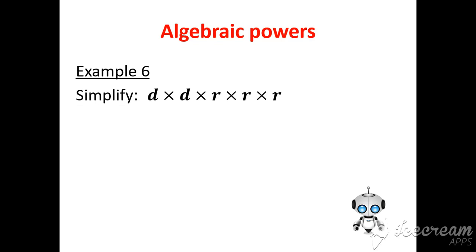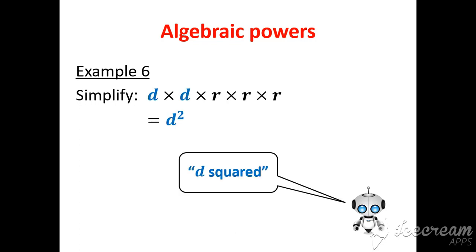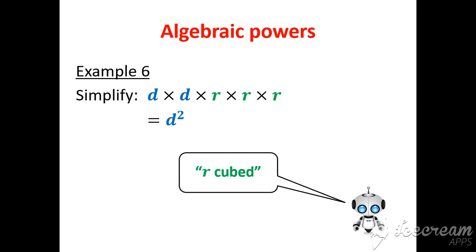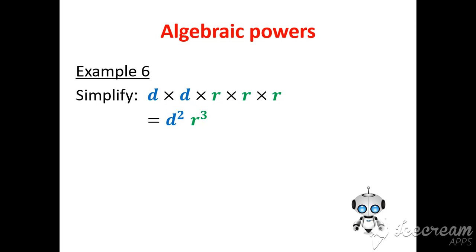Right, what about our last example, number 6? How would we simplify d times d times r times r times r? Well, we're going to go d times d, which is written as d squared, d to the power of 2. And we're going to go r times r, which is written as r cubed, r to the power of 3. So we have d squared times r cubed. But remember, in algebra, we don't write times, so we are better off to write it as d squared r cubed.